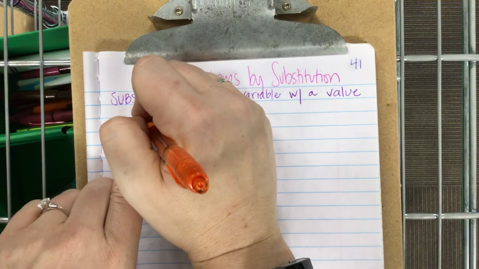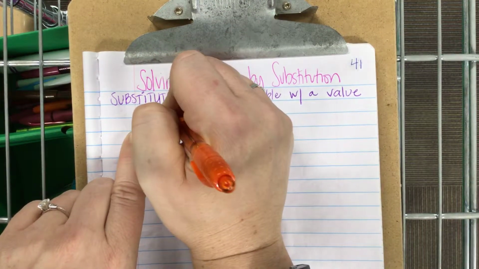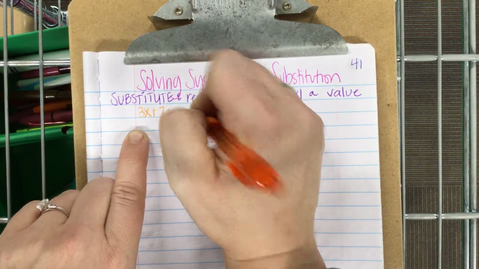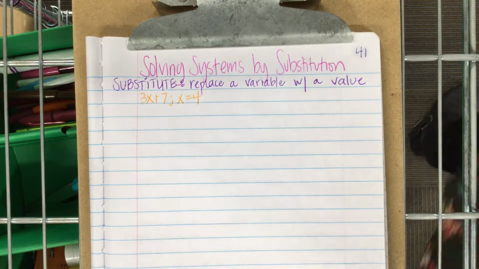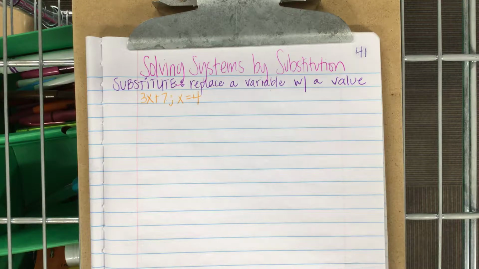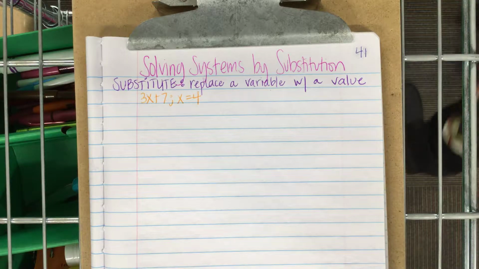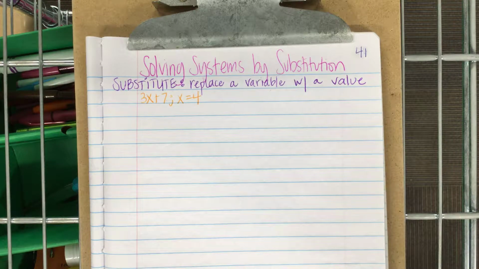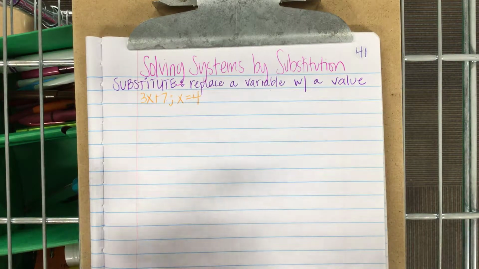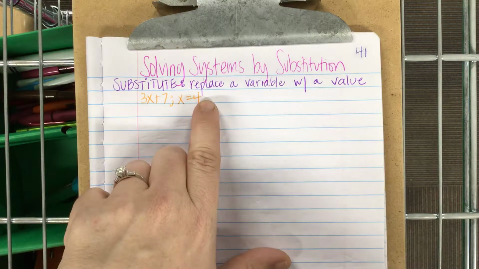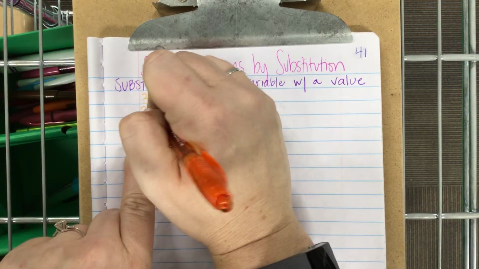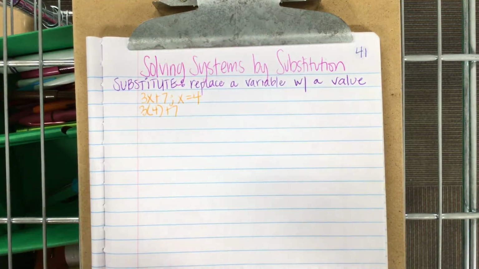If I gave you this problem, 3x plus 7, if I said your problem is 3x plus 7, that expression, and then I said, hey, but guess what? x equals 4. Could you substitute? Yeah. We replace the variable x with the value of 4. 3 times 4 plus 7.